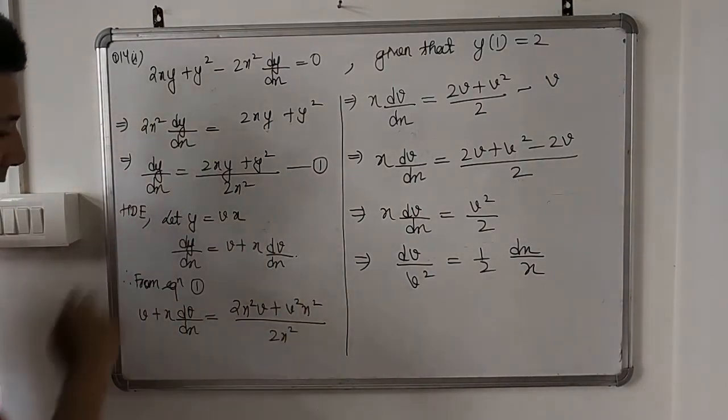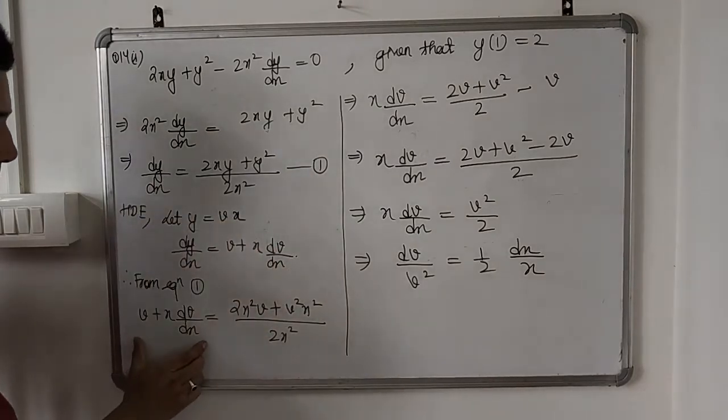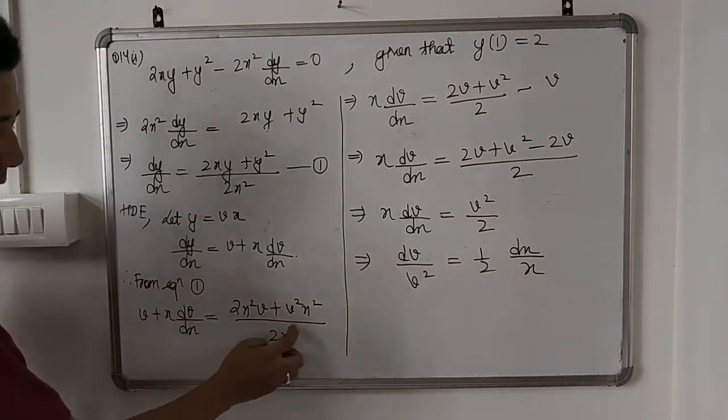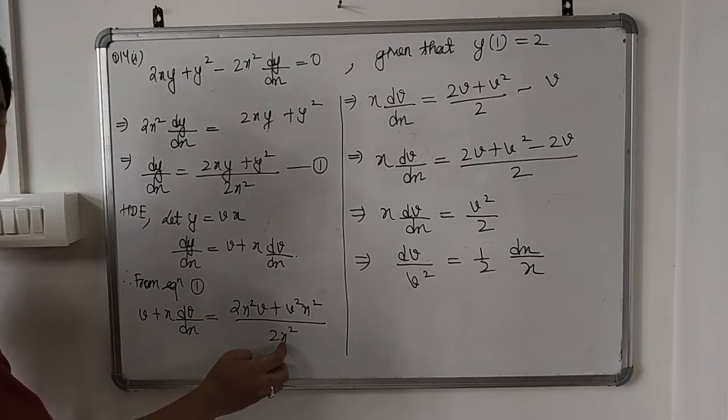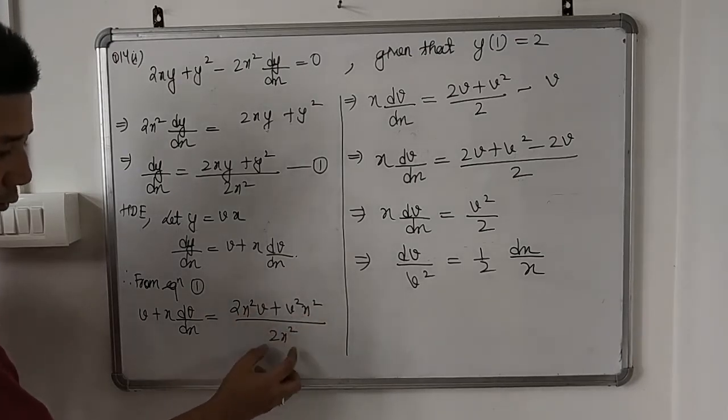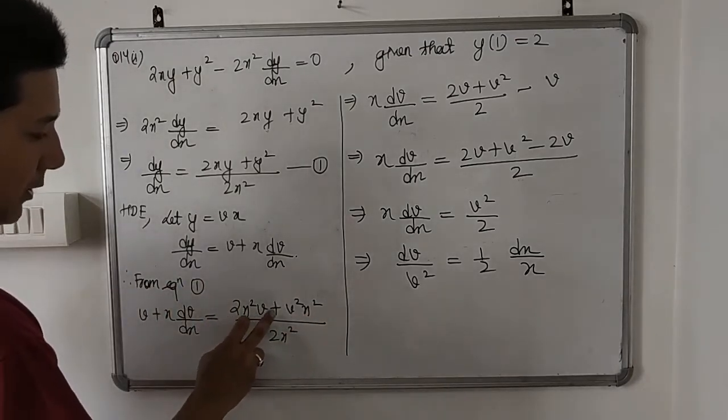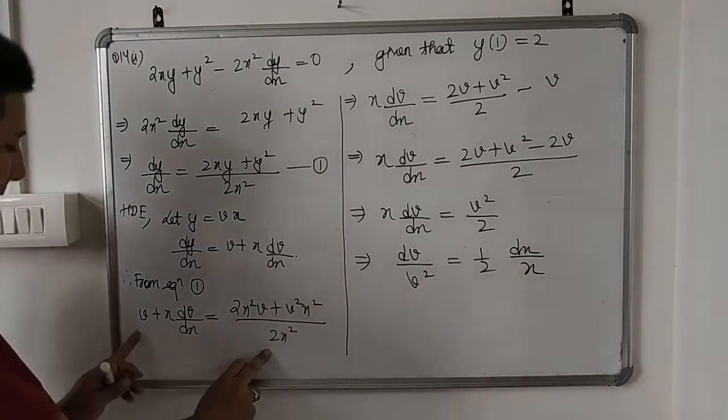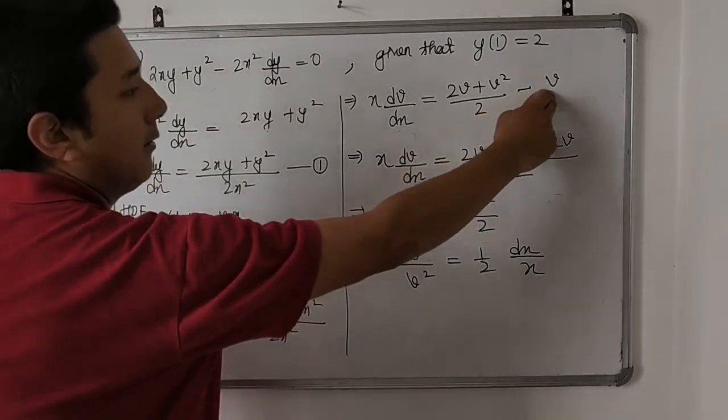So y equals vx. You know this thing, I don't have to explain it to you. Put the value out here, put the value for y. You can see x square gets cancelled out. So I have cancelled x square. So this will be 2v plus v squared by 2. Okay, and then minus v. Find the LCM.